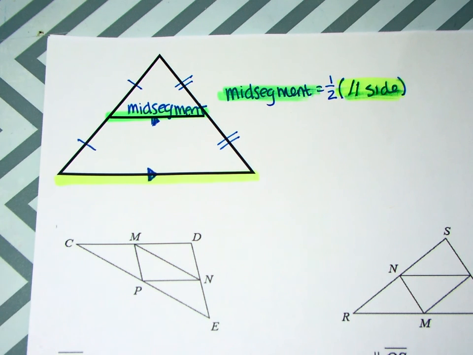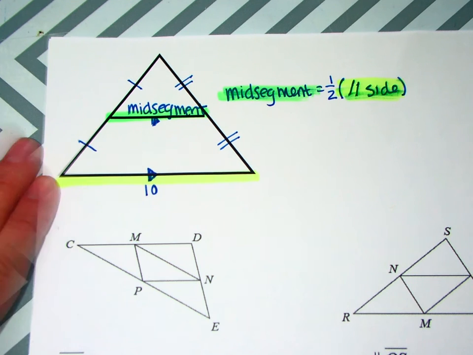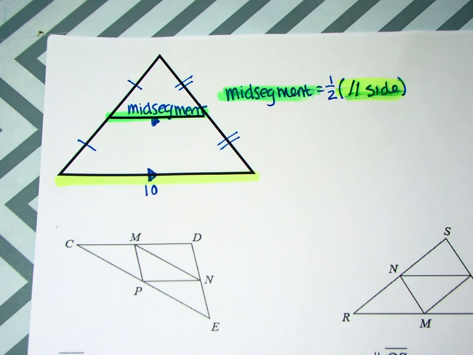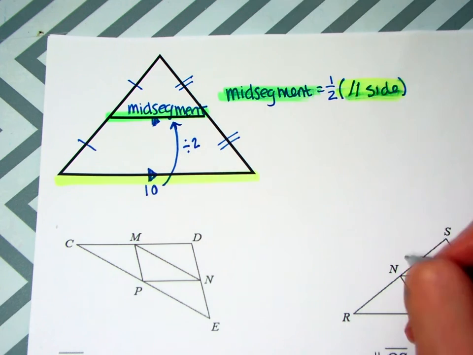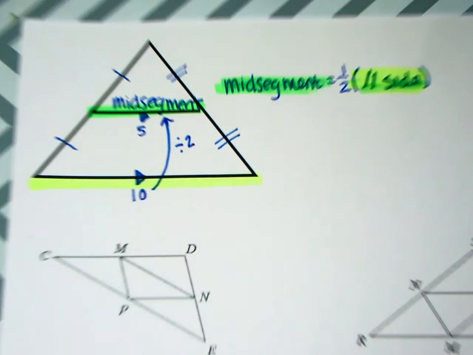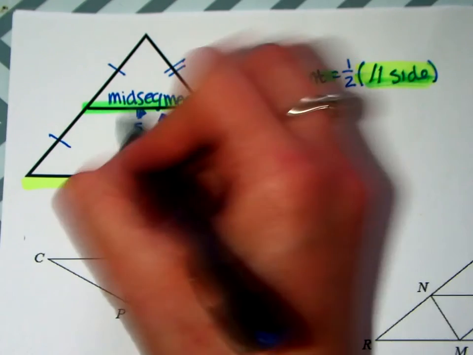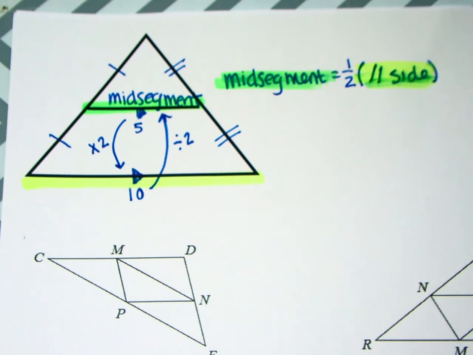So let's say that our parallel side is 10. If we want to find the mid-segment, we would take 10 and divide it by 2, giving us a length of 5. If we know the mid-segment and we need to find the measurement of the parallel side, I would multiply by 2. So it kind of works both ways. We have parallel lines, and then we also have multiply by 2 or divide by 2. The mid-segment is always the smaller one.